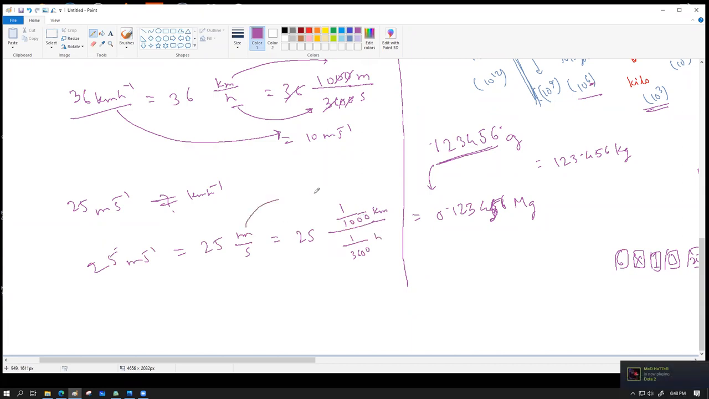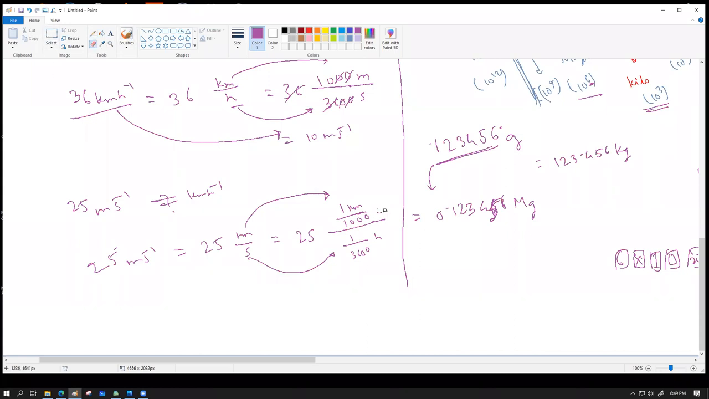Can you understand that meter can be expressed in kilometer in this fashion? And can you understand that second can be expressed in terms of hour in this fashion? Is it understandable? Yes, sir. It's very important. 1 by 1000 means 1000 goes to the denominator side, and kilometer is on the numerator side. Or I could also write that as 1 kilometer divided by 1000. If that makes better sense to you, be my guest. No problem. Write it that way.